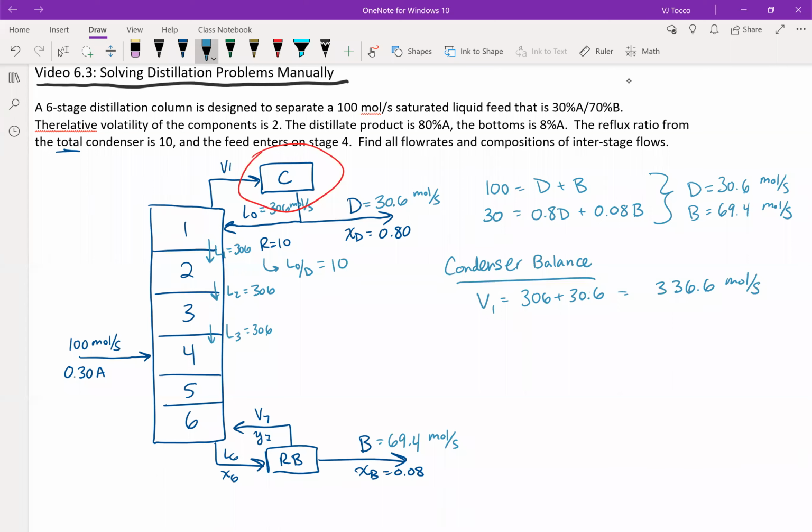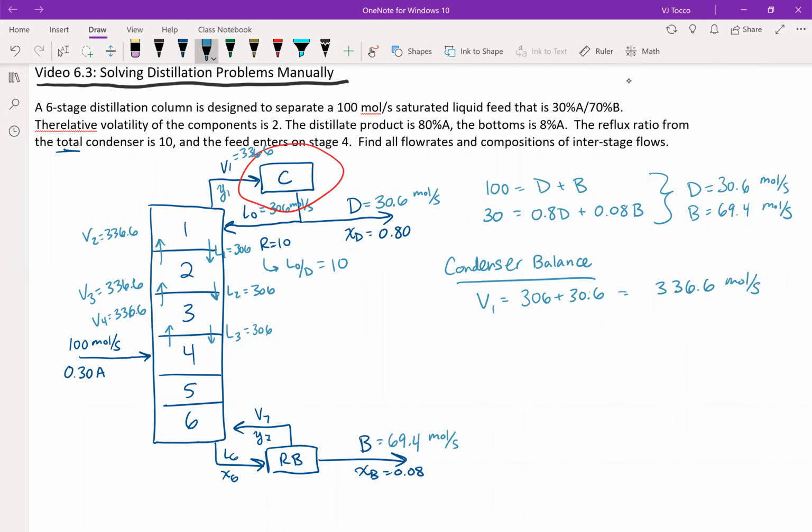And now since I know V1, I now know all the vapor flow rates as well. V1 is 336.6, V2 is 336.6, so on and so forth. Once again, I'm going to stop short of going to the stripping section because I haven't actually told you what the quality of the feed is, whether the feed is a saturated liquid or a saturated vapor. Again, we'll get there. All right, what other relationship can I describe now?